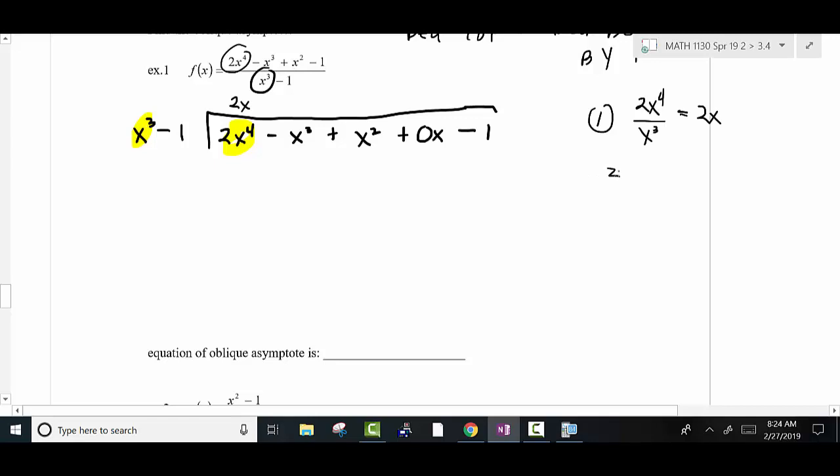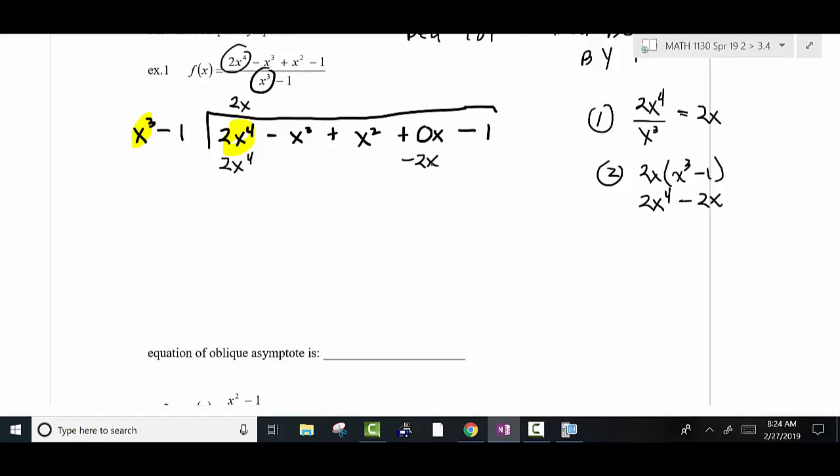Step 2 is we multiply. So we're going to do the 2x times the x to the third minus 1. That's just doing a distributive property. So that would be 2x to the fourth minus 2x. Again, you can do that in your head, but when you write that result, put it under the like term. So that's 2x to the fourth. The minus 2x, I would put way over there so it lines up with that like term. So you divide, then you multiply.